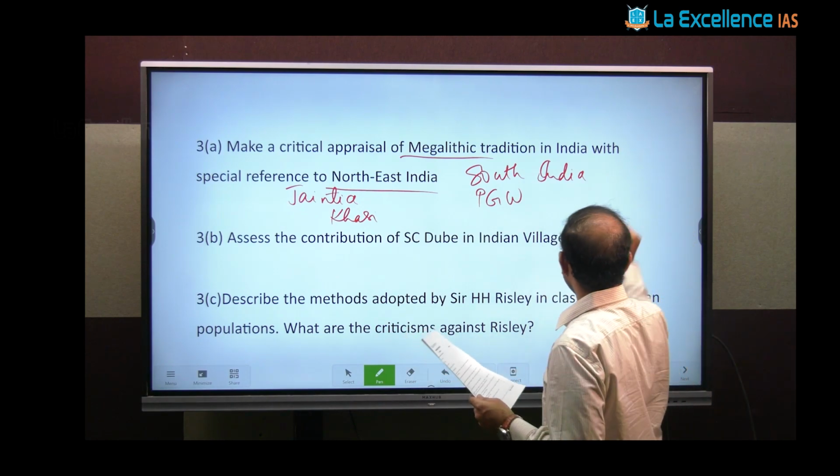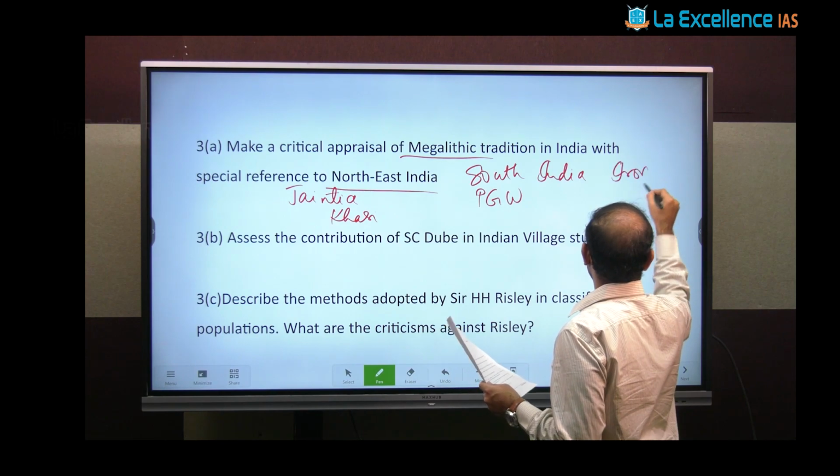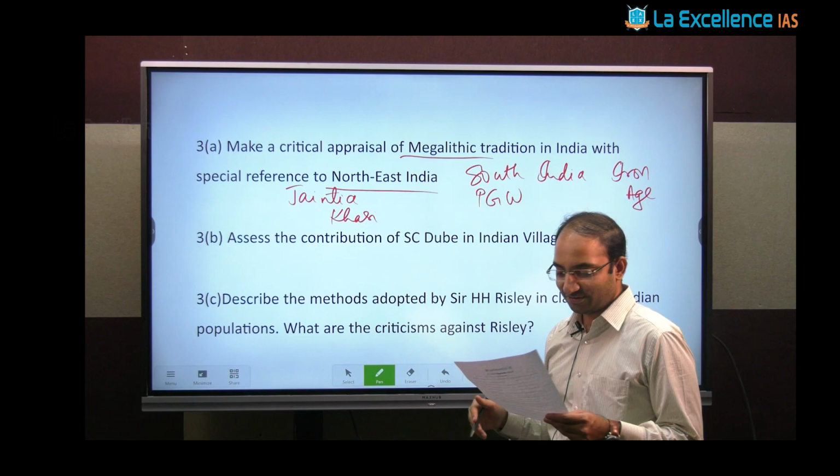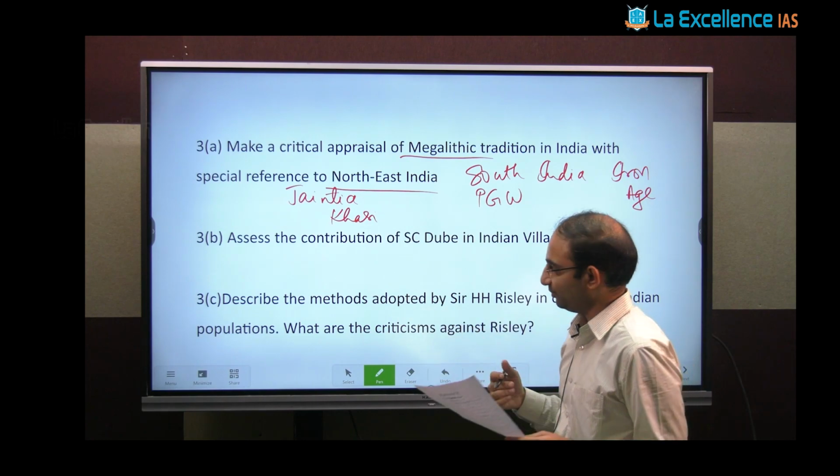Megalithic is largely Iron Age. So it is quite a challenge to prepare megalithic alone. Leave preparing megalithic in Northeast India.